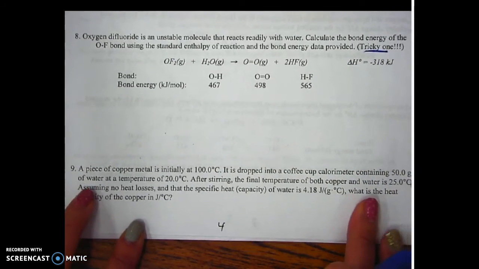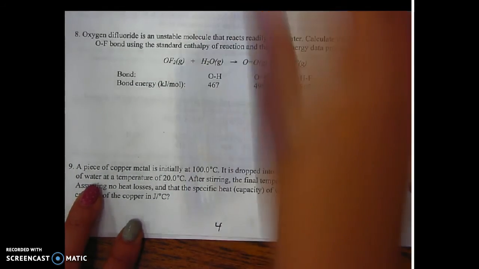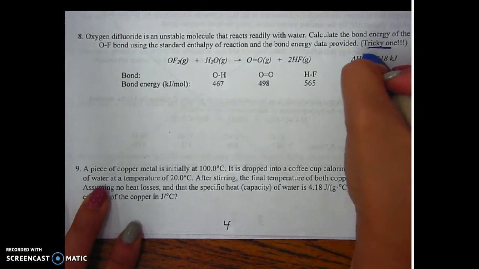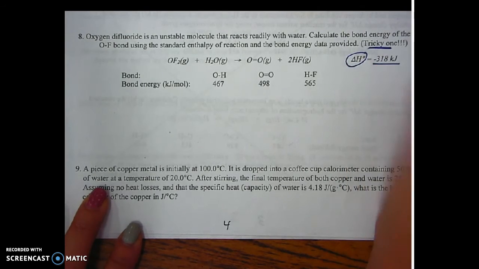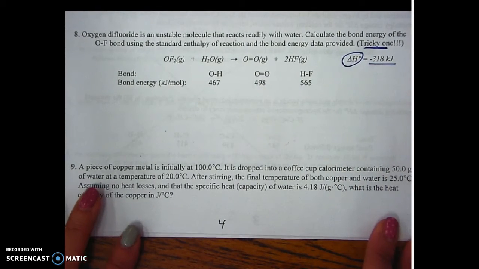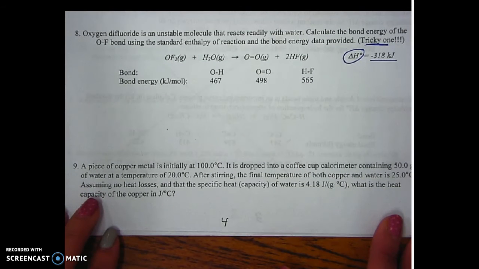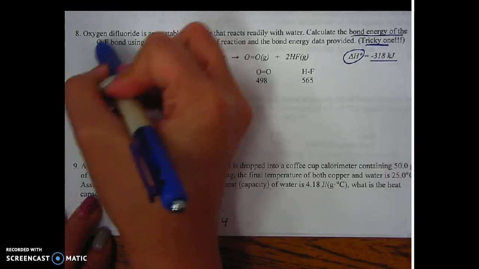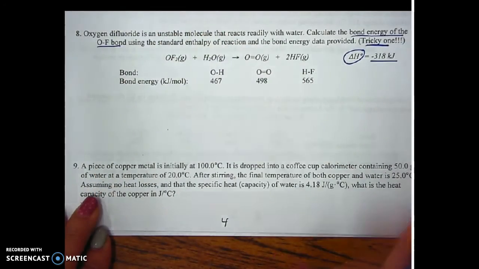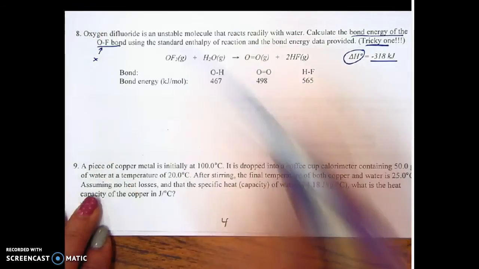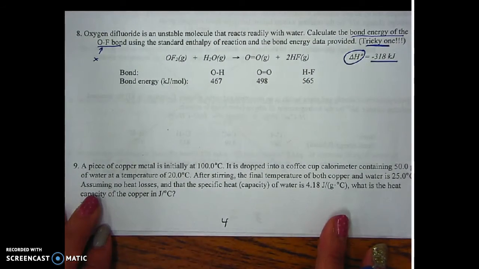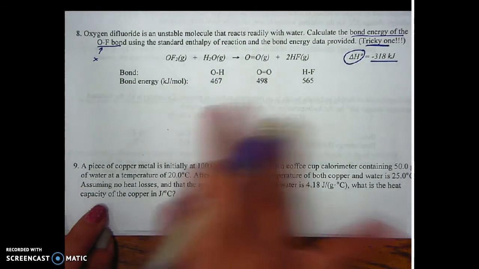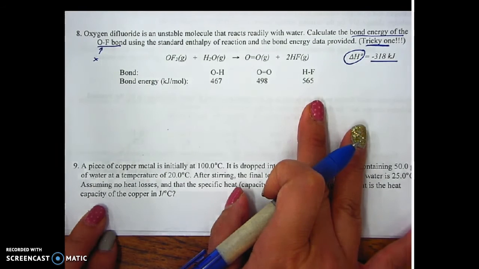This one is a little bit of a trickier problem because you actually know the enthalpy for the overall reaction this time. It's given to us. It's negative 318 kilojoules. But what we do not know is the bond energy of the oxygen fluorine bond. So this right here is going to become an X. It's going to be an unknown for us. So before we get there, let's go through and kind of draw all this out.